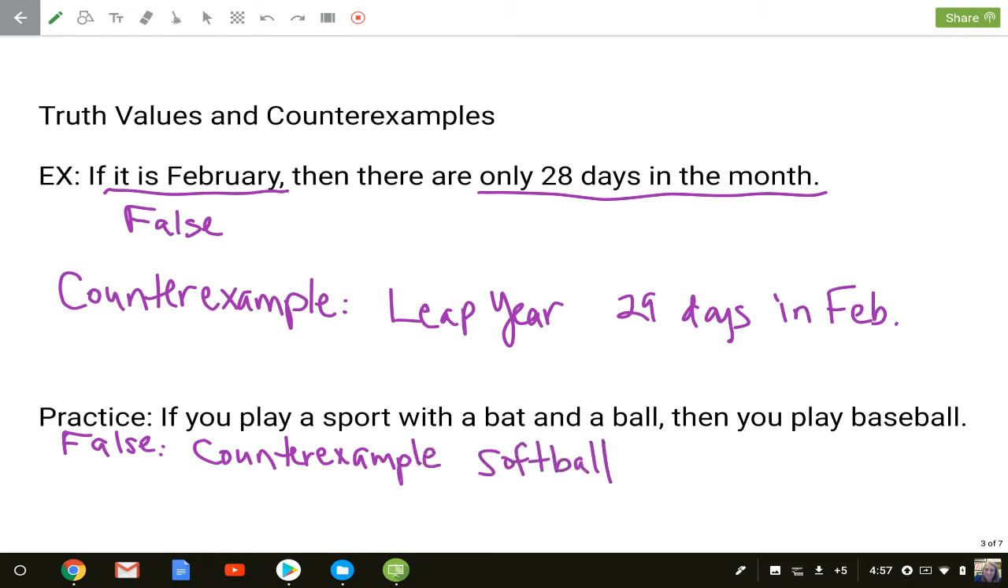So remember, for it to be false, the hypothesis needs to be true and the conclusion needs to be false. So if you play a sport with a bat and a ball, then you play baseball. But it could be true that if you play a sport with a bat and a ball, then you're playing softball and not baseball. So that would make this conclusion false.